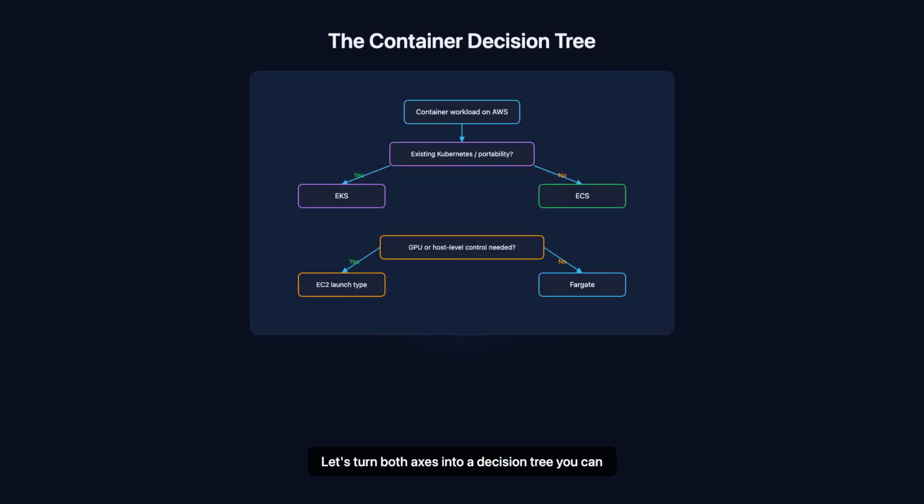Let's turn both axes into a decision tree you can run in your head. Start at the top with a container workload on Amazon Web Services. First question, the Orchestrator Axis. Is there existing Kubernetes tooling or a portability requirement? If yes, choose EKS. If no, choose ECS. Then the second question, the compute axis. Do you need GPUs or host level control? If yes, choose the EC2 launch type. If no, choose Fargate. 2 scenarios in order, and you've placed the workload exactly.